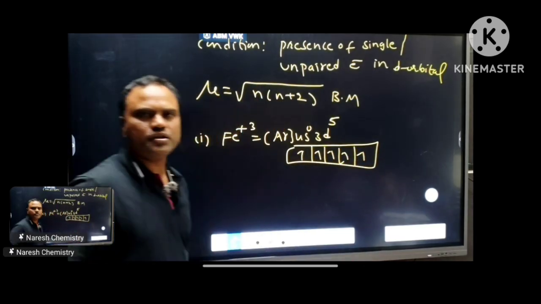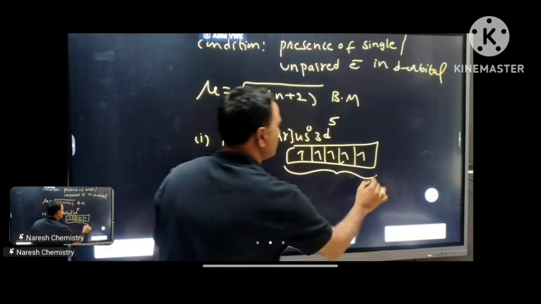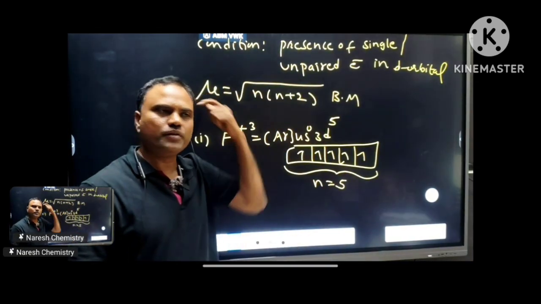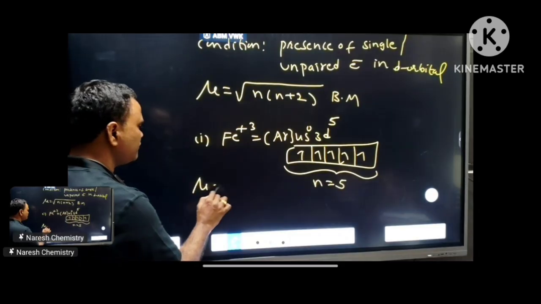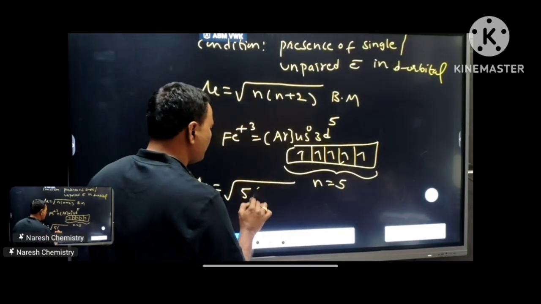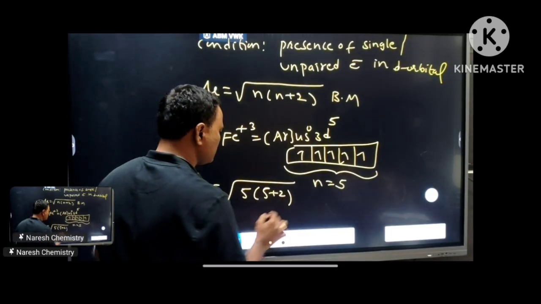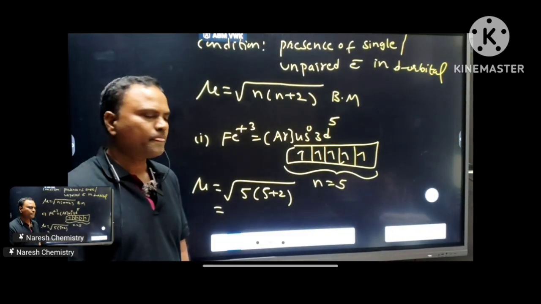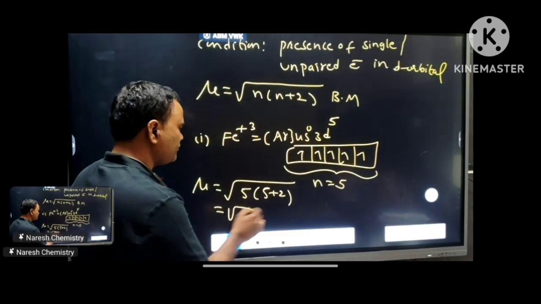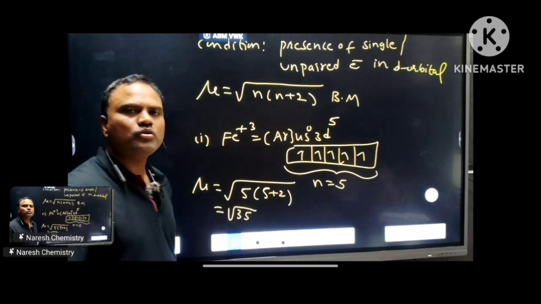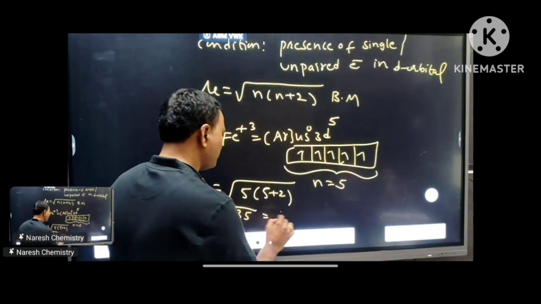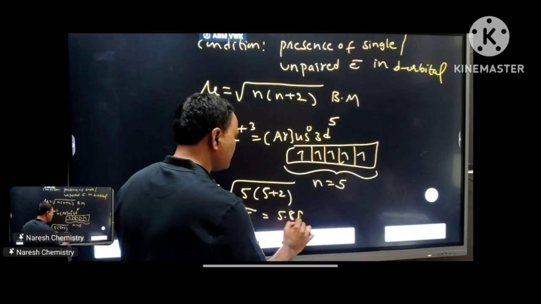5 single electrons. N represents the number of single electrons. Here n is there, no? That n represents the number of single electrons. Substitute n value. Root over 5 into 5 plus 2. How much? Root 35 means root 36, value 6. So it can be about 5.9 Bohr magneton. Okay.